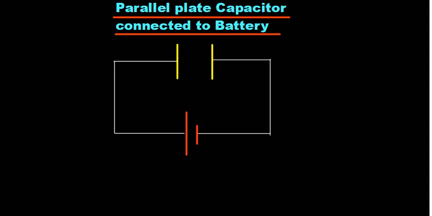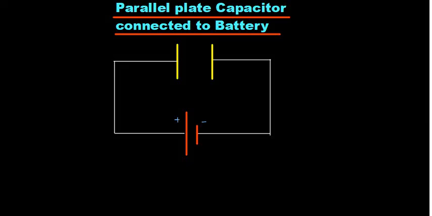So here you can see that a parallel plate capacitor is connected to a battery. This is the positive side of the battery and this is the negative side. If I consider that there is a switch in between, and let us say this is the switch, right? Now when the switch is connected, this battery will start charging the capacitor. The moment the switch is connected, the battery will start charging the capacitor. As a result, we will see that positive charges will come over here and negative charges will come over here.